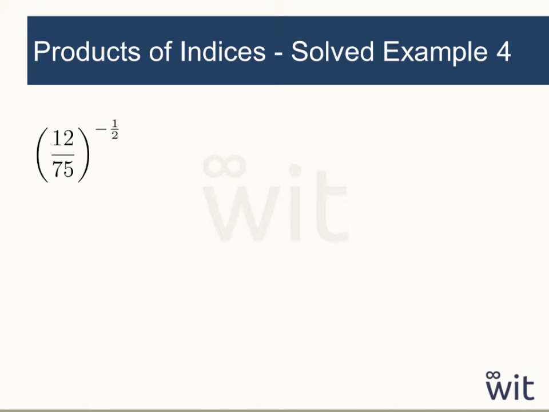Now we have a negative power and still fractional. If you recall from our last law of indices, x raised to the power minus a will be 1 over x raised to the power of a. And so therefore, we're going to bring this down here and say that's going to be 1 over 12 over 75 raised to the power 1 over 2.